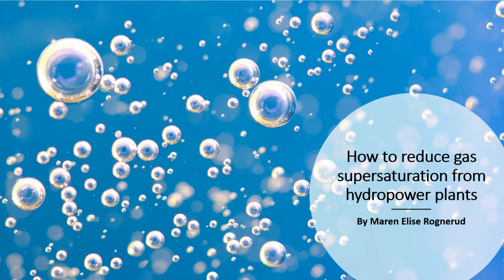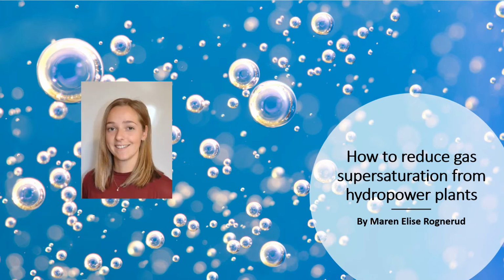My topic is how you can reduce gas supersaturation from hydropower plants, which is a not too well-known problem, but it has a very large impact on the biodiversity in rivers where it actually occurs. So this is me, and thank you for listening, and let's get started.